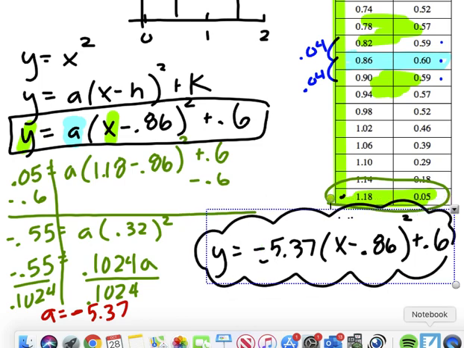Yikes. How did I do that to the 5? Who knows? But that's just a little work with your calculator and working with parabolas and trying to find an equation that fits those points well.